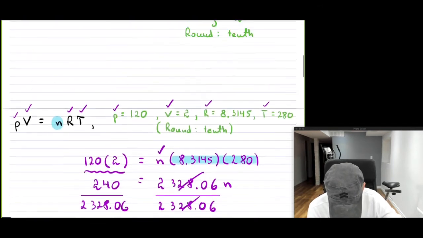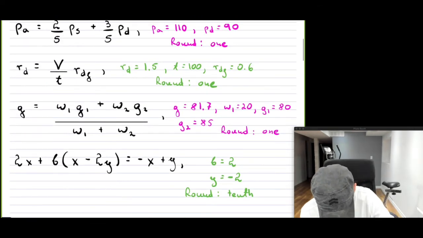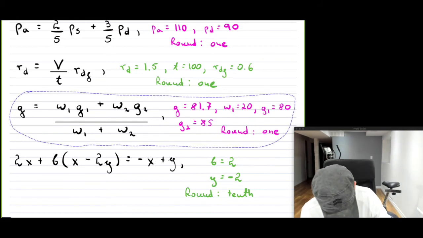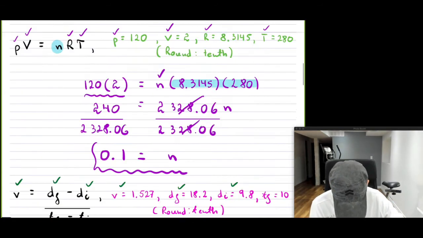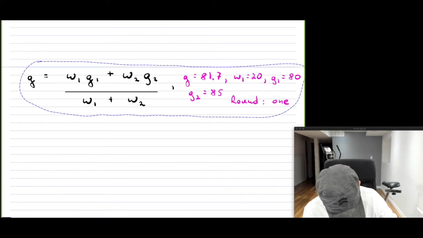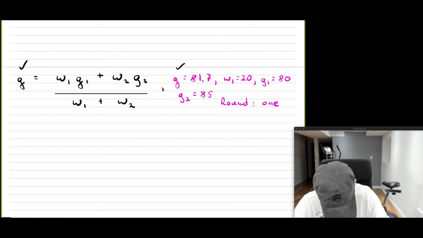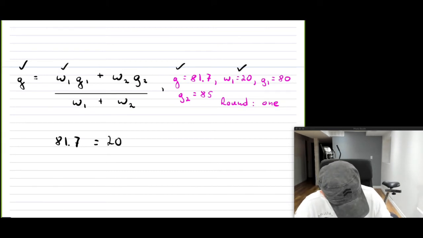So next, let me take this one. This one looks like it's a giant one, which is great. So it's going to really test us to see how well we know this stuff. Okay, and now let's substitute it back in. So we have G, so we have 81.7 equals W1, so that's 20. So notice 20 for W1, so G1 is 80.